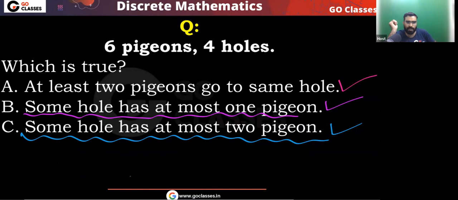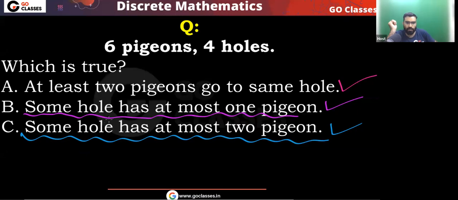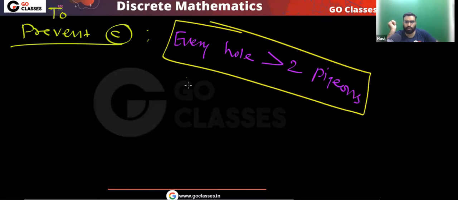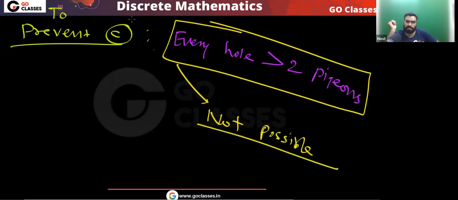What do you need to do if you want to prevent option C? To prevent option C, what do you need to do? Tell me. See, option C is saying that there is some hole with at most 2 pigeons. So if you want to stop it, then every hole should have more than 2 pigeons. Is it possible? Every hole should have more than 2 pigeons. This is not possible, right? This is not possible.